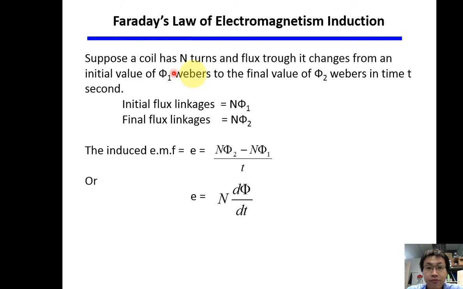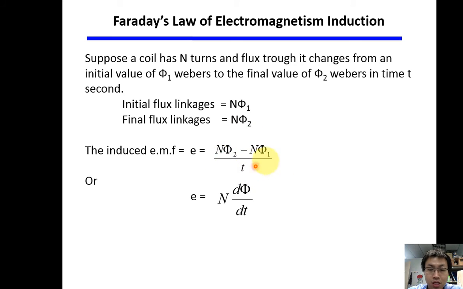Suppose a coil has N turns and the flux through it changes from an initial value of phi 1 Webers to the final value of phi 2 Webers in a time t seconds. The initial flux linkages we assume is N phi 1. Then the final flux linkages will be N phi 2. So there's a change within that time period.